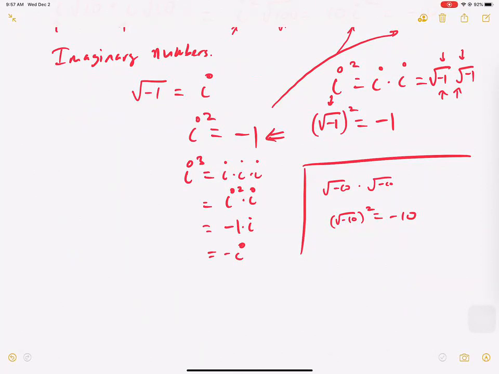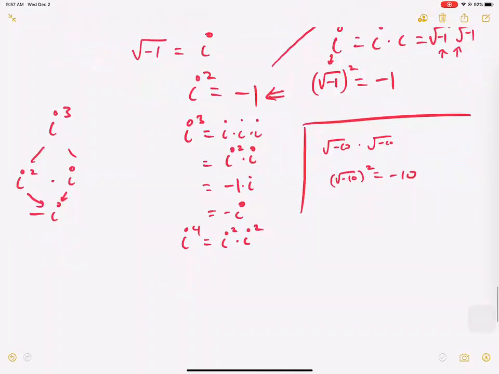Let's say why again. i cubed is really i squared times i. i squared is negative 1. So we're back to negative i. What's i to the fourth? i to the fourth is i squared times i squared. What's i squared times i squared? Well, isn't i squared negative 1 by definition? What's negative times negative? A positive 1. i to the fourth will always be positive 1.